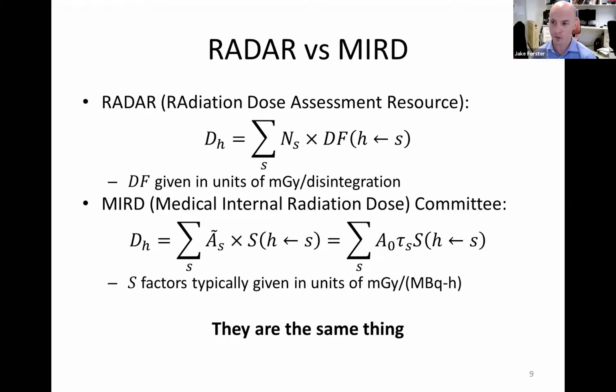The original way that the MIRD formalism was presented is actually using the accumulated activity and this S factor. So instead of writing the dose factor, they called it the S factor. The only difference really is that the accumulated activity usually has units, say megabecquerel hours. And the S factors are presented in units of milligray per megabecquerel hour, say. This is a little bit more practical if you're using MIRD practically, but it doesn't really convey the underlying meaning as well as the RADAR way.